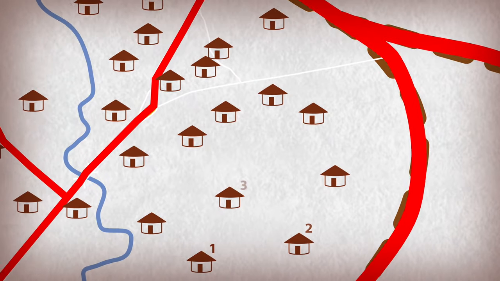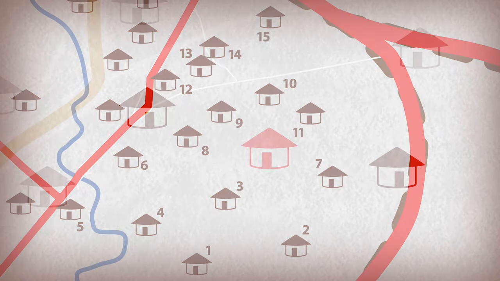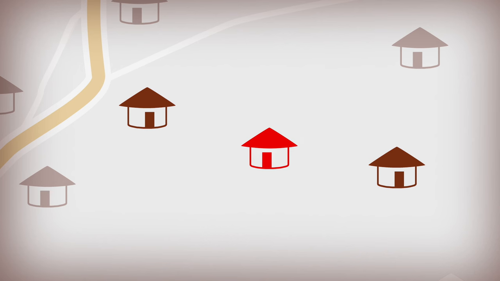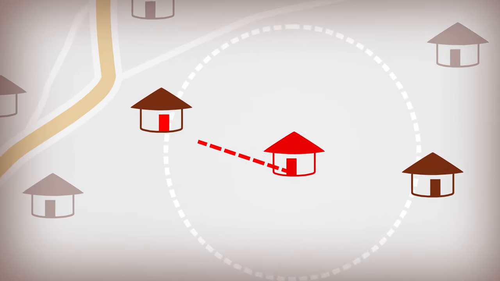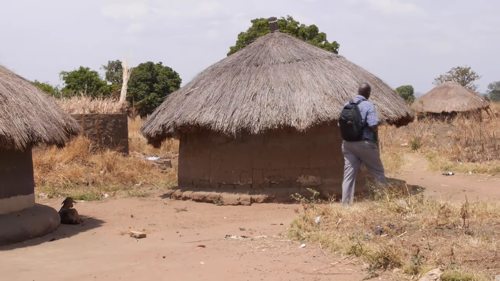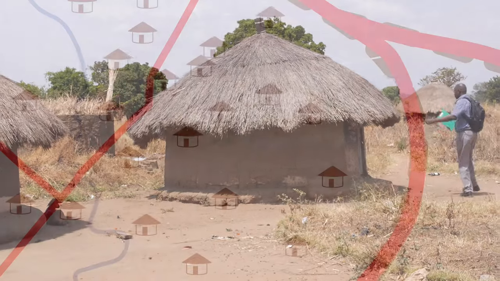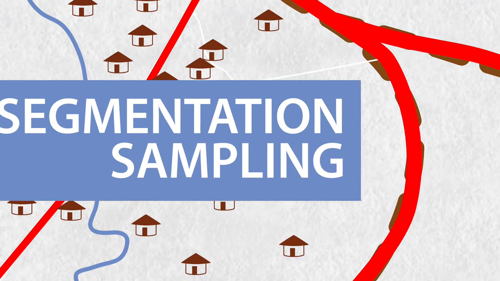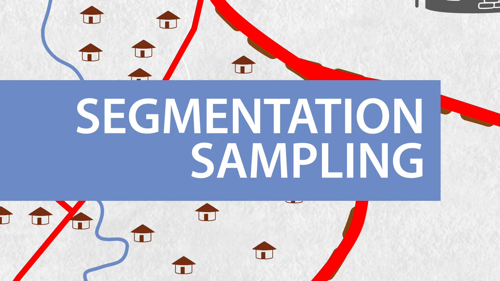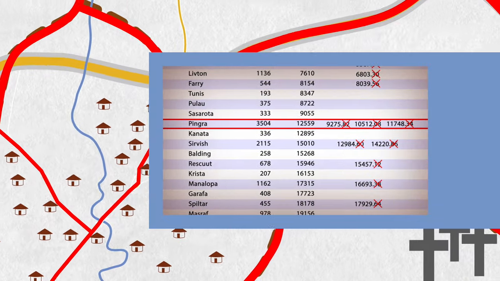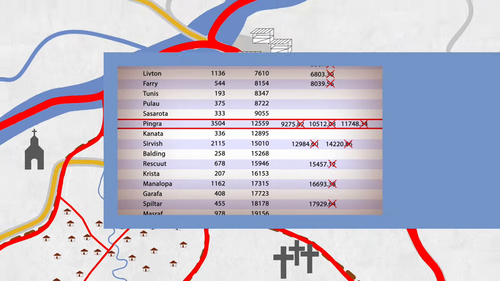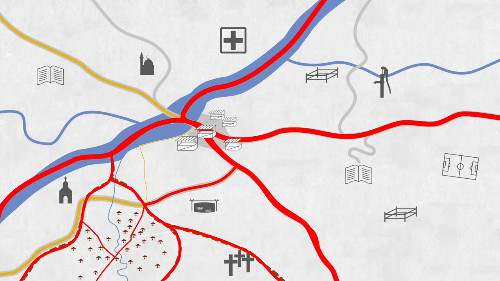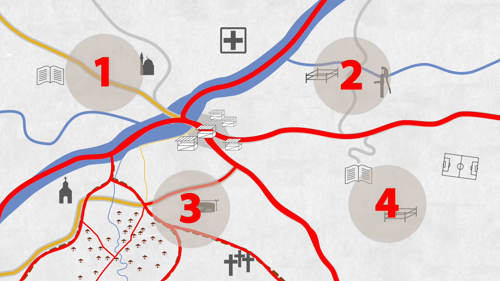Assign numbers to the houses and pick one at random. This is your reference house. Then go to the next nearest house. That's where you go to conduct your interview. This kind of sampling is called segmentation sampling. If you need to complete more than one set of questionnaires in a single community, you'll need to go right back to the beginning of this section for each set. Each of the 19 interview locations should be selected randomly using this process.